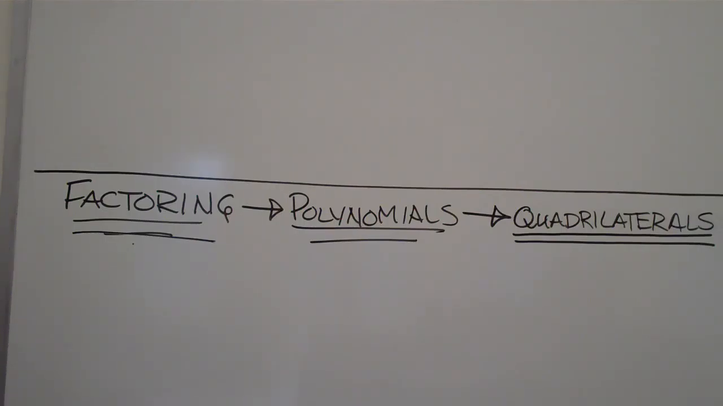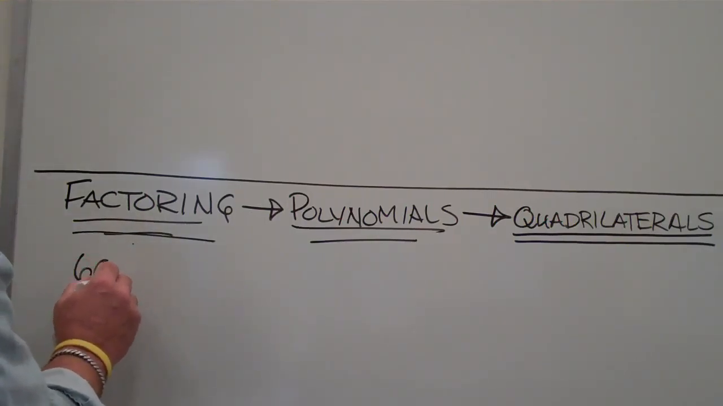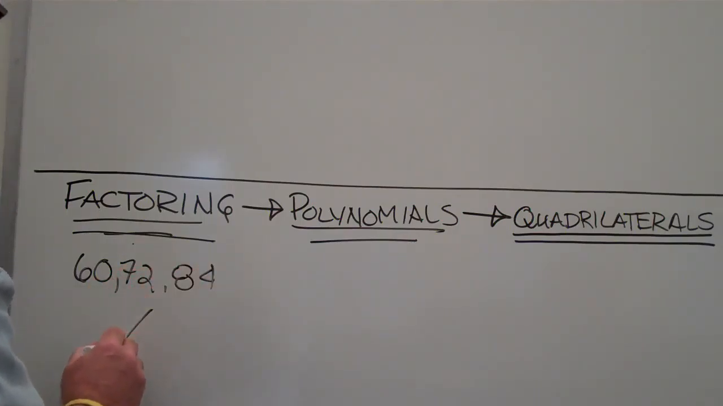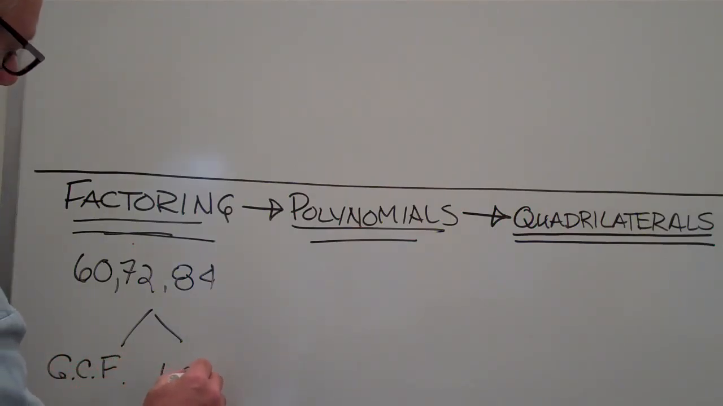And just for example, find the common factor of 60, 72, 84. So you'd be asked to find the greatest common factor of those and the least common multiple.